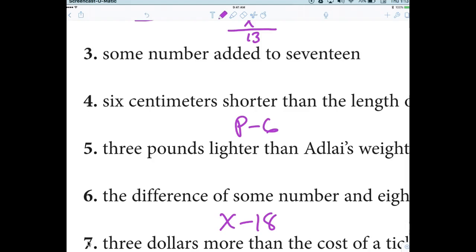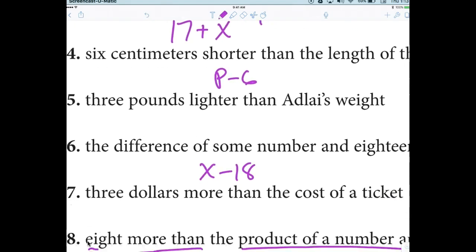Some number added to 17. We're starting with 17. That's right. So the answer is what? 17, or x plus 17. How about 17 plus x? Because you told me, what am I starting with? 17, because we're adding to 17. Does that make sense? You got to be careful with that reading. 17 should be first. It should be 17 plus x, not x plus 17.